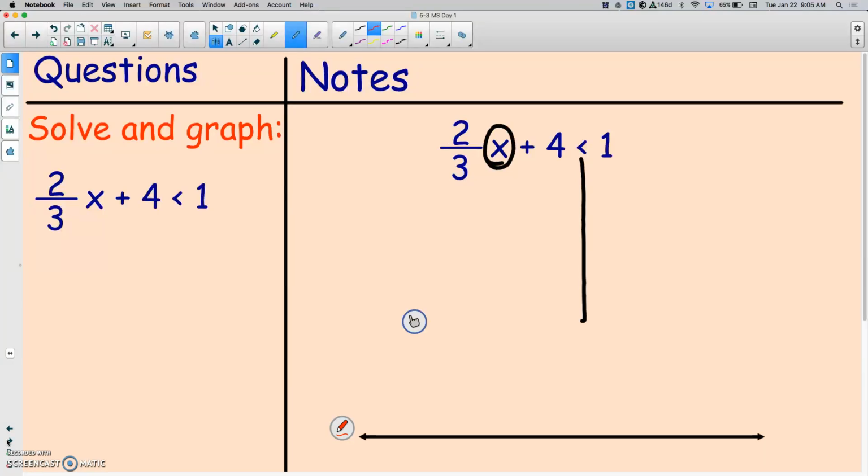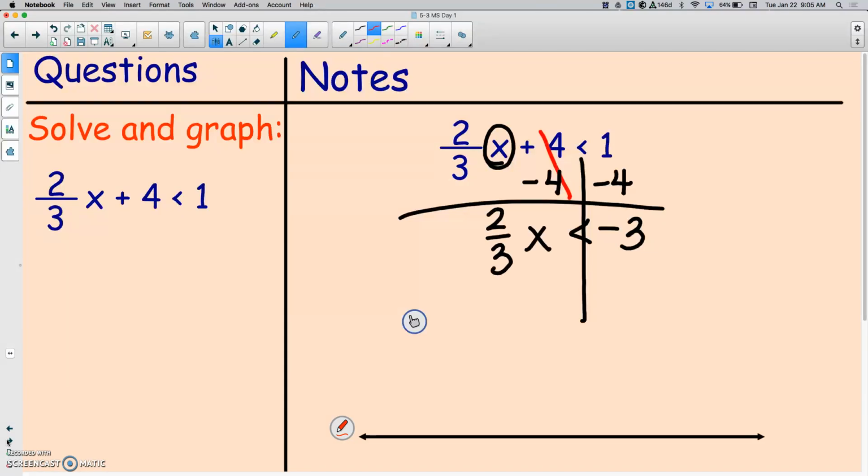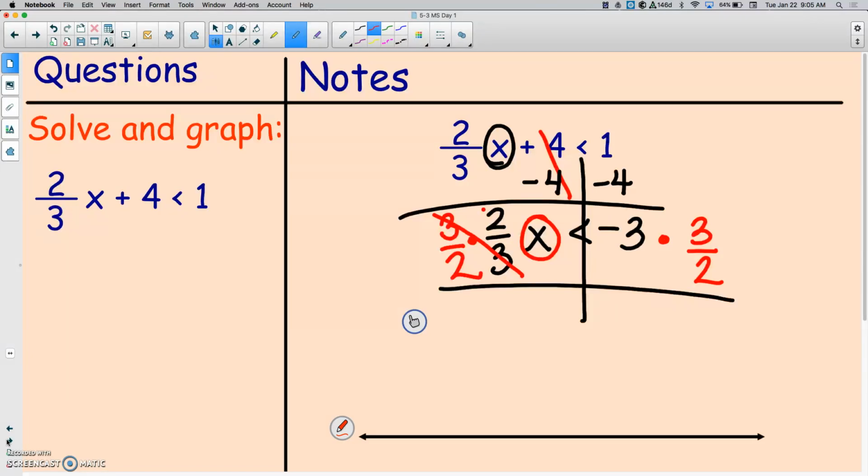Okay. 2/3 x plus 4 is less than 1. First step, the inverse of adding 4 is subtracting 4. 1 minus 4 is -3. That does not flip my symbol. Then my second step this time, I can multiply by the reciprocal of the fraction to cancel out the entire fraction. So that means times 3 over 2 on both sides. So then it will cancel the 3's and the 2's in the fraction. Now because this is a positive, I'm not flipping my symbol when I multiply by this fraction.